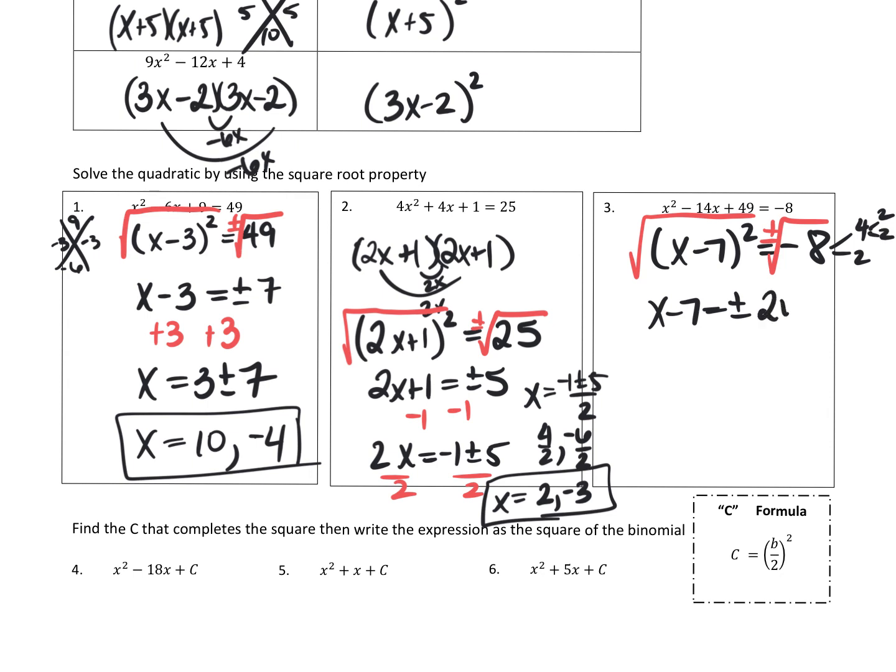8 is 4 times 2, right? So that's 2i radical 2. You can simplify that radical. And then we're going to add 7 in front of our plus or minus. So x is 7 plus or minus 2i radical 2. And I can't do anything else with that. I can't add imaginary numbers to real numbers. The 7 is real. The 2i radical 2 is imaginary. So I can't put them together. Okay, and that's my final answer.